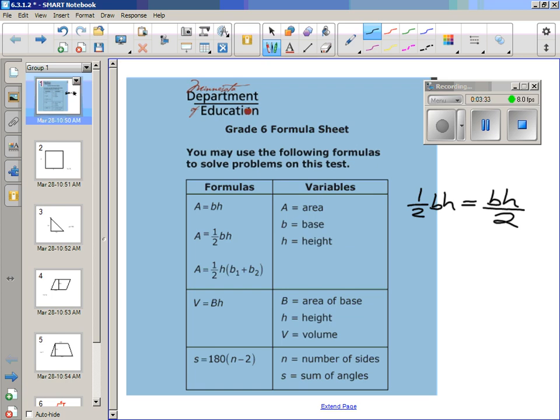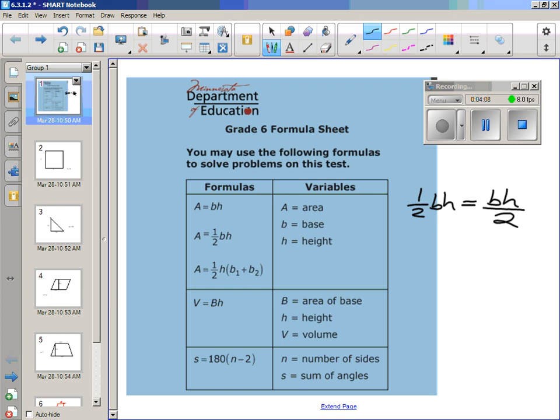We know that 1/2 of 4 is 2. 4 divided by 2 is 2. We know that 1/2 of 100 is 50. 100 divided by 2 is 50. Why is that true? Because BH divided by 2 is half of base times height. That's what's over. I would agree with you, but why?